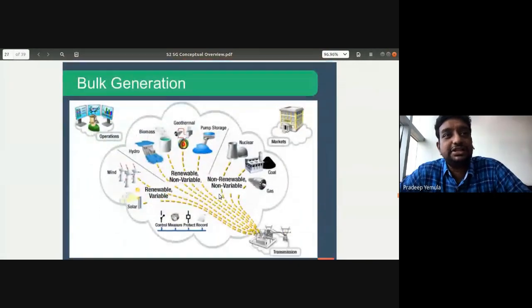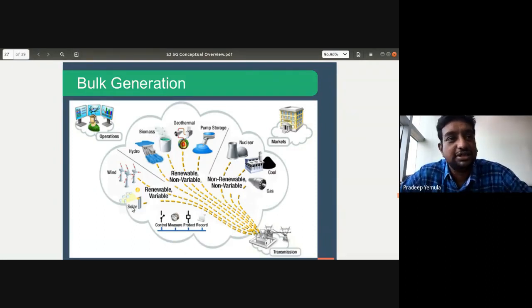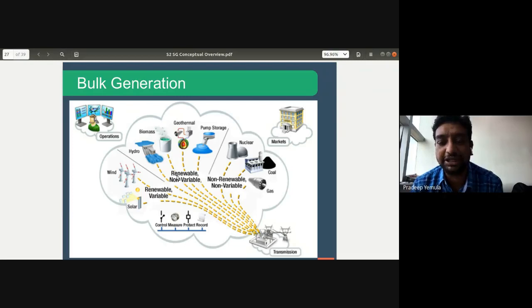So what is there inside the generation? If I expand the generation block, here you can find different types of generation technologies: solar generation and wind generation, categorized under renewable, variable. There are also hydro, biomass, geothermal, and pumped storage. These are renewable, but they are non-variable, which means you are able to control them. For example, in a hydro plant, you can control what time to open the gates and what time to generate power, and so on.